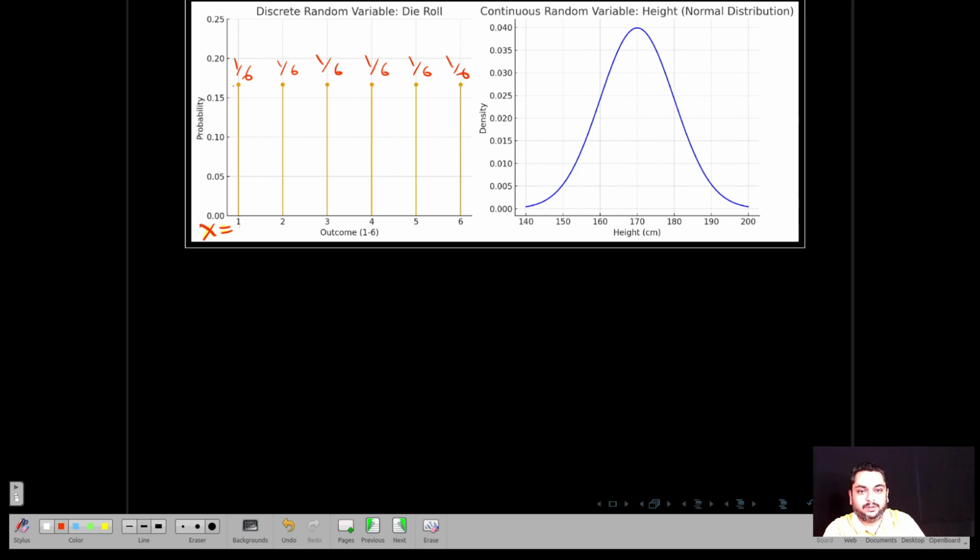So for discrete, we know each point here, right? That's why I can have bar graphs or line graphs. So these are called bar or line graphs. I can easily represent it because it's a discrete value.